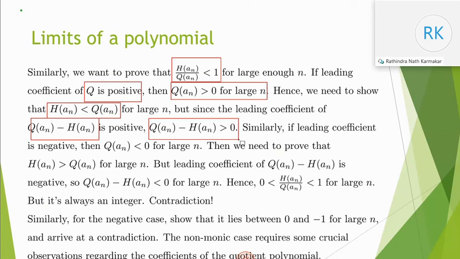So that does the proof, because if q of n minus h of n is greater than 0, then you get q of n is greater than h of n. Then again q of n is positive for large n, so divide by q of n and you get h of n by q of n is less than 1. So did you understand this first case, the first part of the argument?